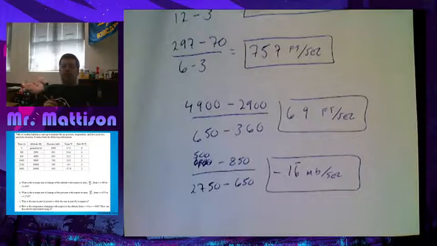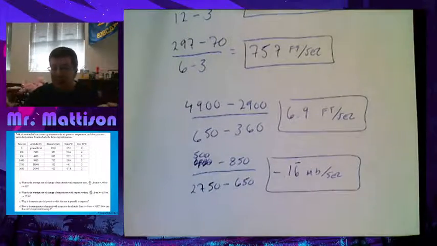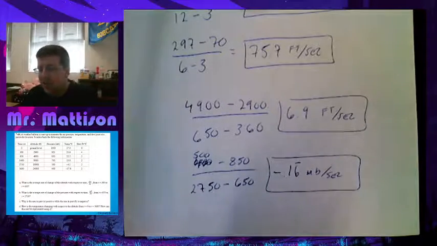Okay. So that's effectively how we're doing these average rates of change. Once you kind of get the pattern, it's not too bad. It's effectively finding slope, which you've been doing for quite a few years now, right?